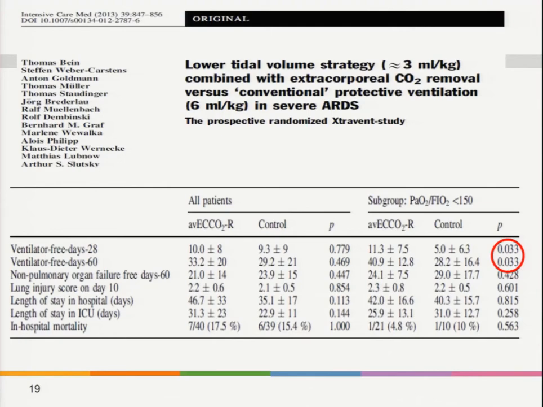Overall, there were no differences between both groups, but in a post-hoc analysis of the more severely hypoxemic patients, meaning a PaO2/FiO2 ratio lower than 150, there was a significant improvement in 60-day ventilator-free days. There wasn't a benefit in hospital mortality, and maybe that can be explained by the fact that there were 9 patients on the lung transplant list in the AV ECCO2R group, and also that the values at the beginning were higher in the ECCO2R group.